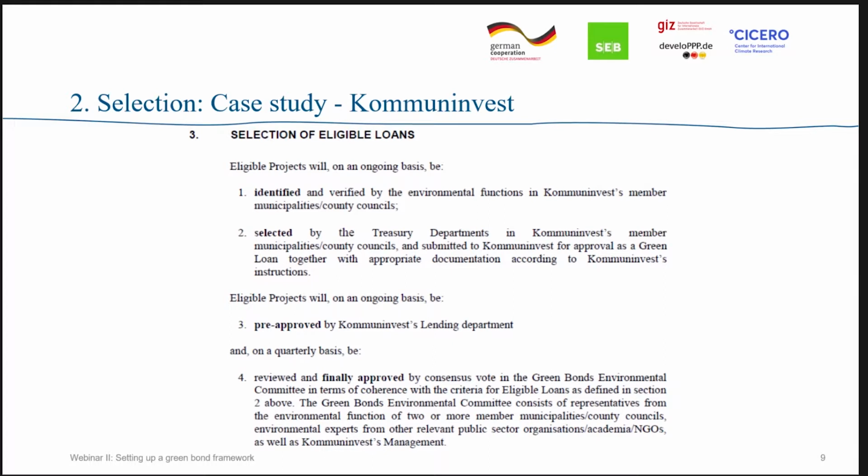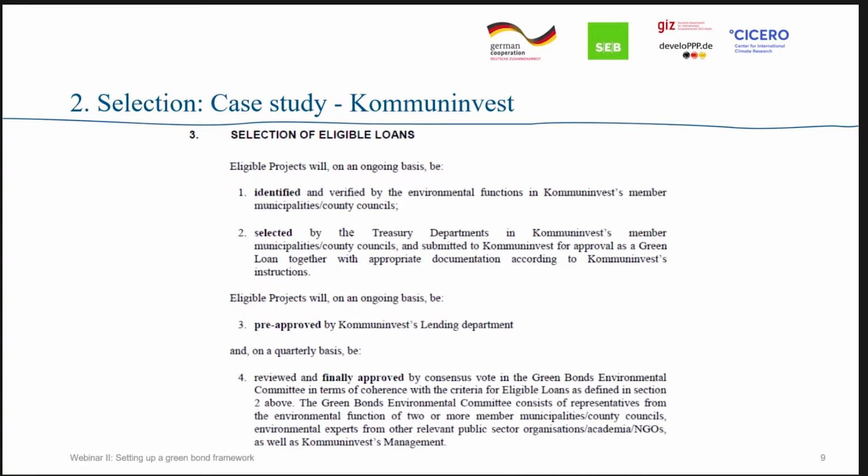In Communinvest's case, the selection and approval process is described in the framework in 4 steps. As a starting point, potential eligible projects are identified within the borrowing member municipalities and county councils. The Treasury Department in respective municipalities or county councils will then select potential eligible projects and submit an application for a green loan from Communinvest, together with appropriate documentation. Within Communinvest, the lending department will evaluate and give a pre-approval.